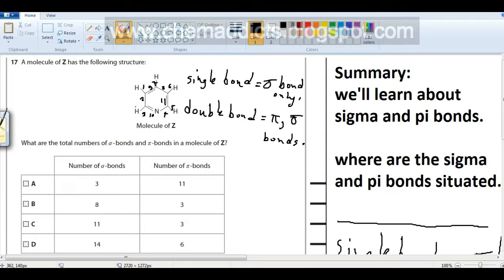So let us count pi bonds. We are left with 3 bonds: 1, 2, 3. So the answer should be C. 11 sigma bonds and 3 pi bonds.